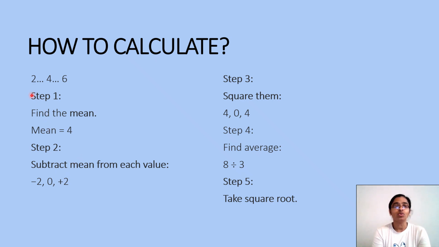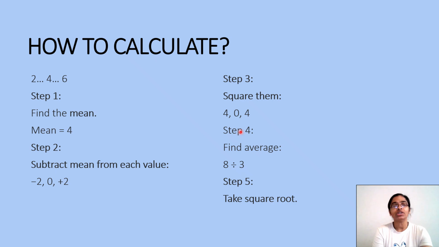That means 2 minus 4 gives you minus 2. 4 minus 4 gives you 0. And 6 minus 4 gives you plus 2. Now step 3 is to square each one of these values that you received in step 2. So minus 2 squared is 4, 0 squared is 0, and plus 2 squared is 4 again.